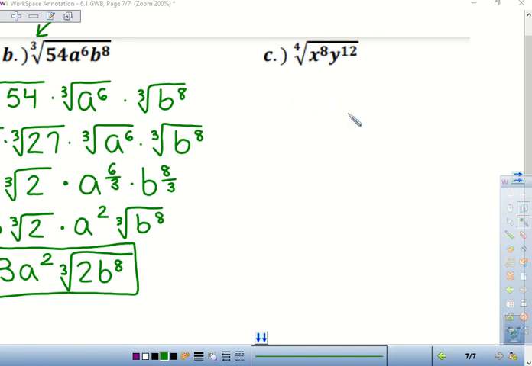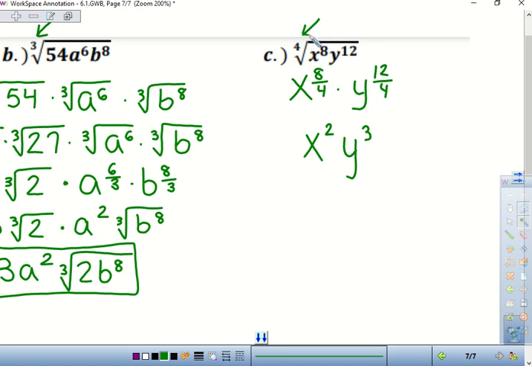Alright, so for the next one, since they're all variables, I'm just going to rewrite them as x to the 8 over 4 times y to the 12 over 4, which is just going to become x to the second, y to the third.